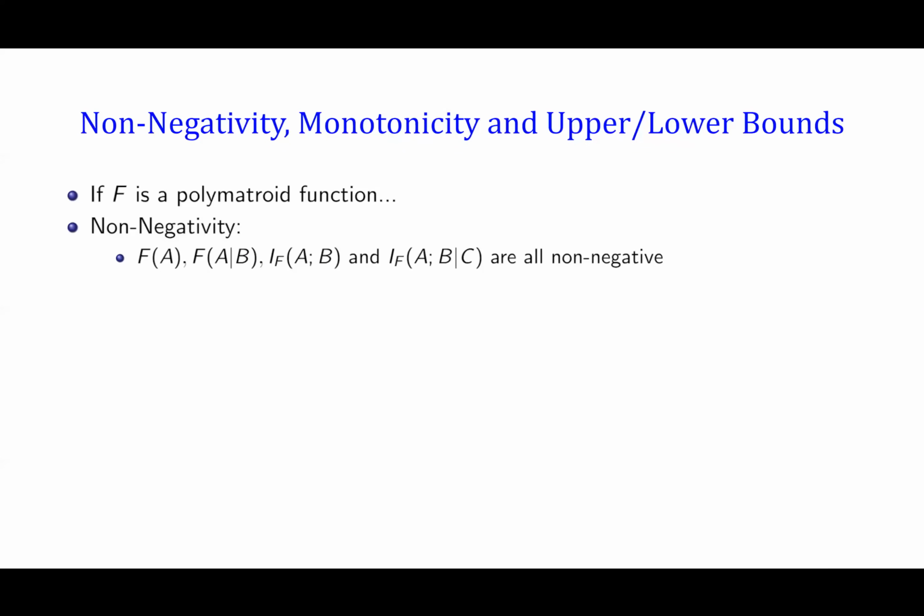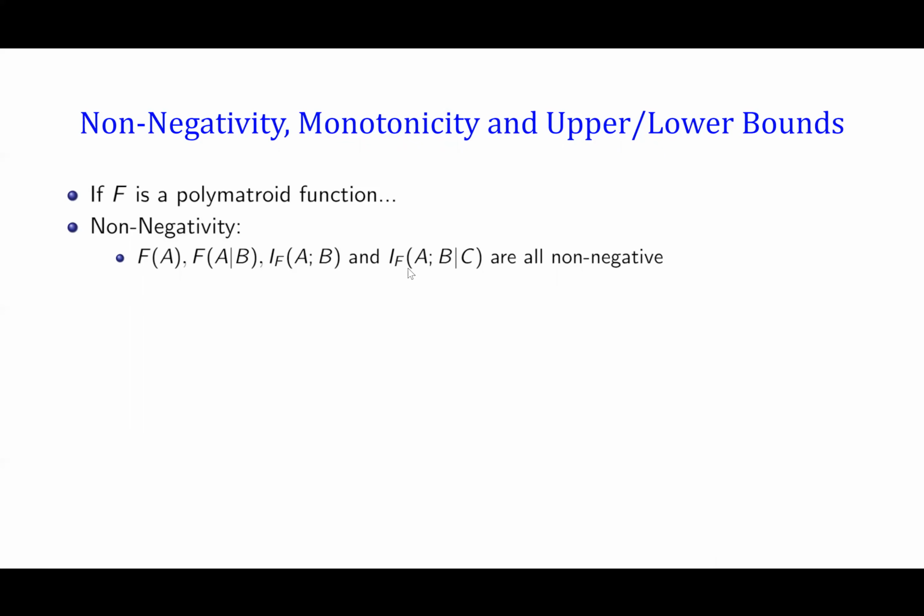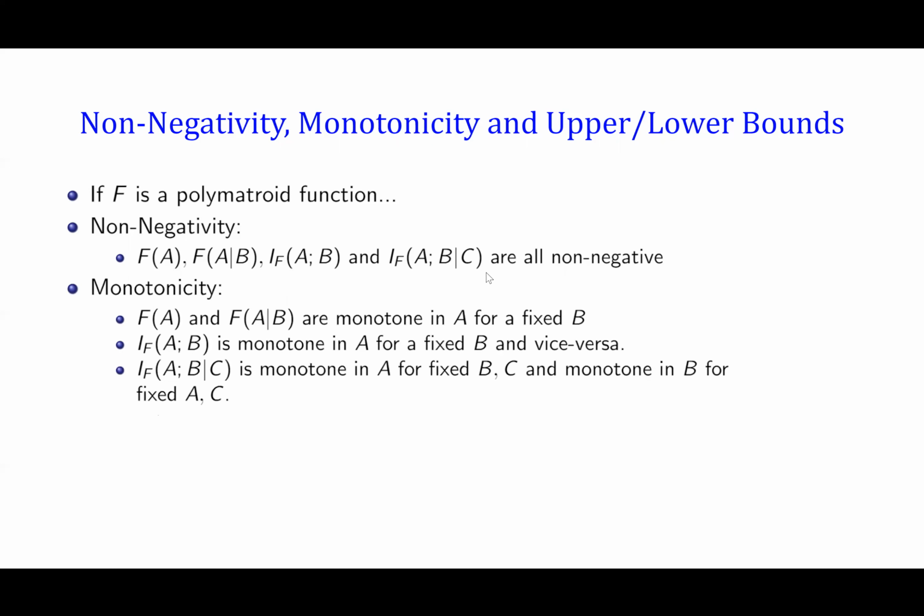Let's talk about some basic properties of some of these information functions, right? So the first basic property is non-negativity. A lot of this actually follows straightforwardly if you assume that f is a polymatroid function, right? We actually saw this in the Shannon inequalities and the entropic concept. Just because f satisfies all the Shannon inequalities, naturally each of these entropic quantities, or in this case, polymatroid information quantities, are all non-negative, right? So this is straightforward.